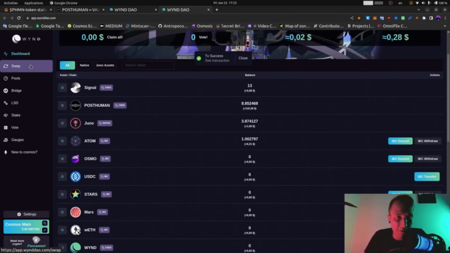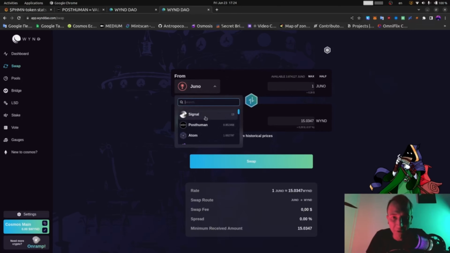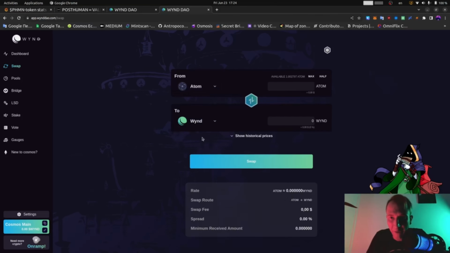How can we easily get them? We can go to the swap. You can see the transaction successful; if you click see the transaction, it will open Mintscan. Let's close it. So I have some signal, some PHMN, some Atom. Let's exchange some Atom. For example, for 0.5 Atom, we can get 245 WYND.